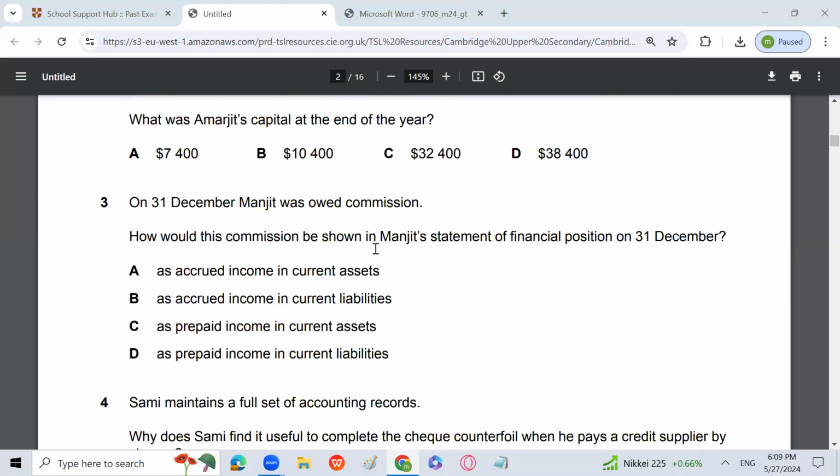A is the answer. That is correct: an accrued income in current assets. Because accrued income means income earned but not received, income still receivable, outstanding income, income owing. So that is your current asset. C can never be the answer because prepaid income is a current liability. That is unearned income. So A is the answer. Accrued income is in current assets.